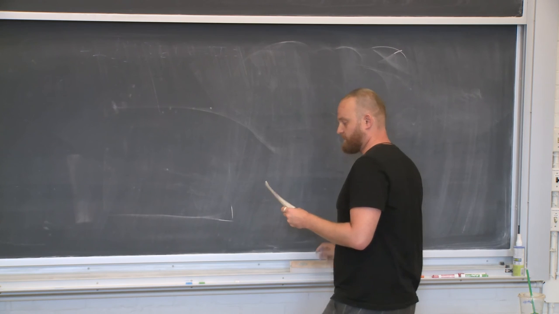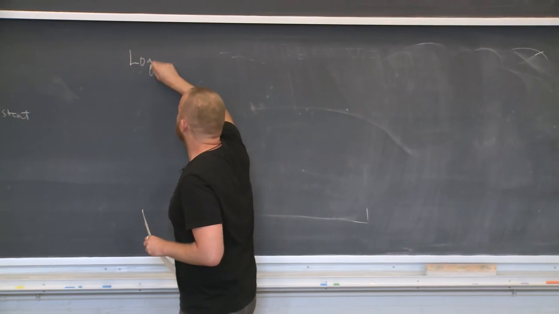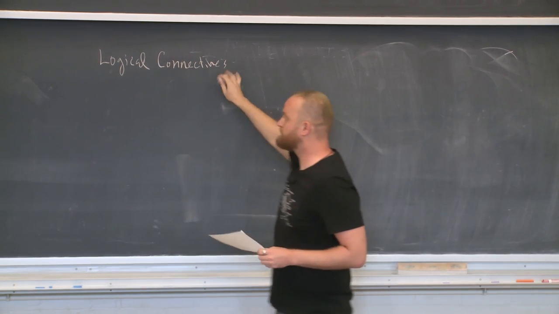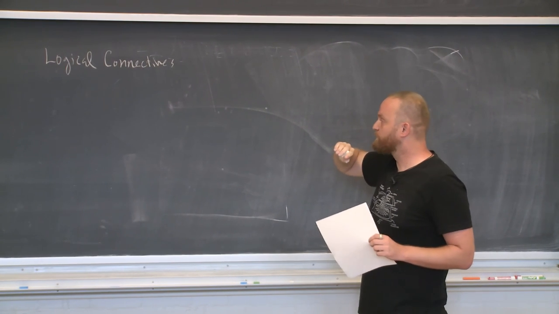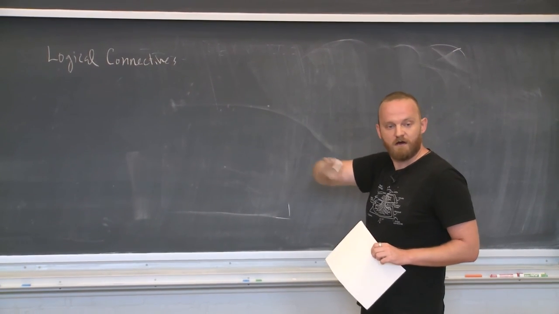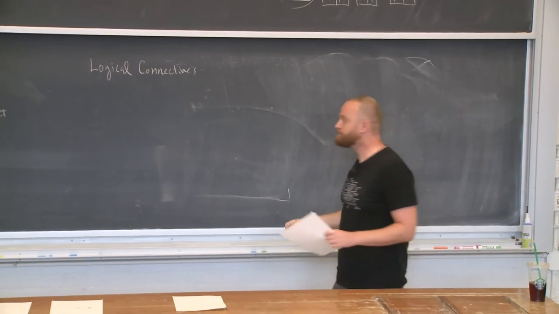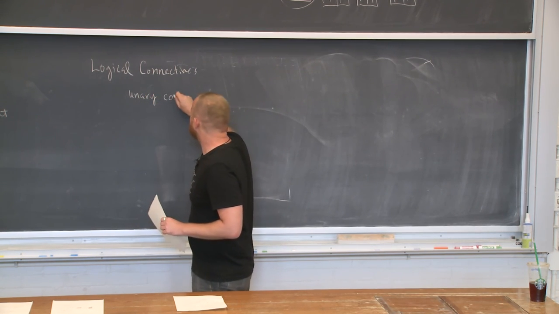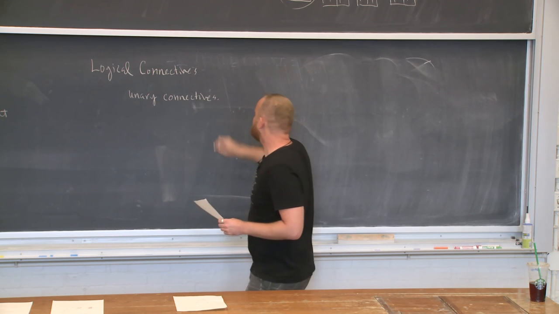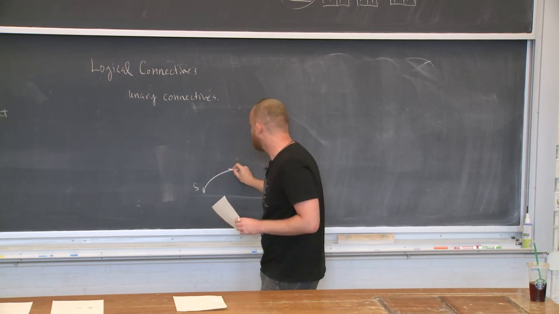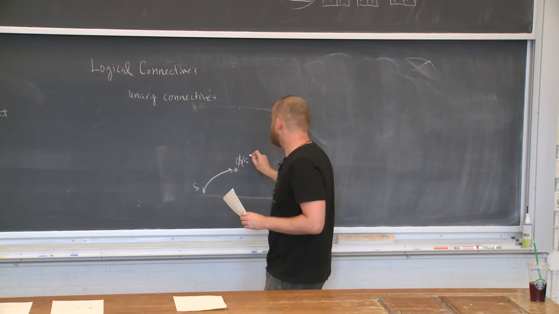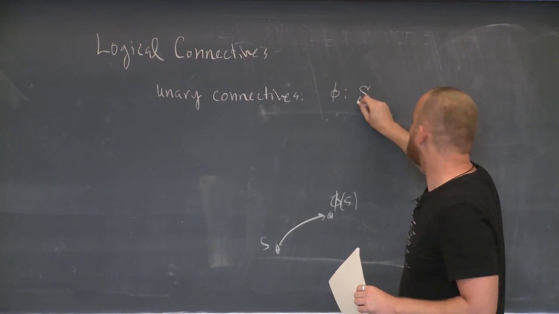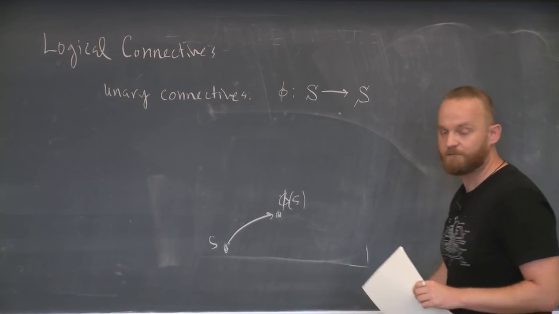So first, what we're going to look at is the general form of the logical connectives. And then we'll break it down to look at each type of logical connective and see which ones are possible. So there are unary connectives. And those are the ones that basically take a single statement and map it to some other statement. So unary connectives map from the set of statements to the set of statements.